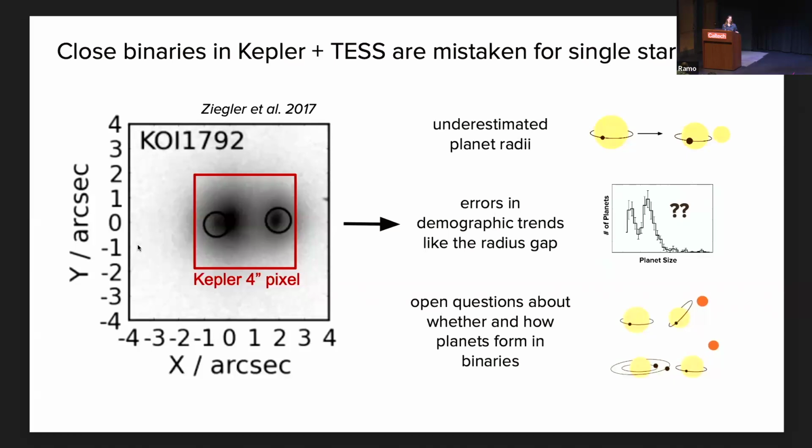More generally, it also just leaves open a lot of questions about whether and how planets form in binaries. If we don't know which of our planet hosts are single stars and which are binaries, we can't answer questions about the types of environments that planets form in or their dynamical environments. So there are a lot of problems that come from these larger pixel sizes.